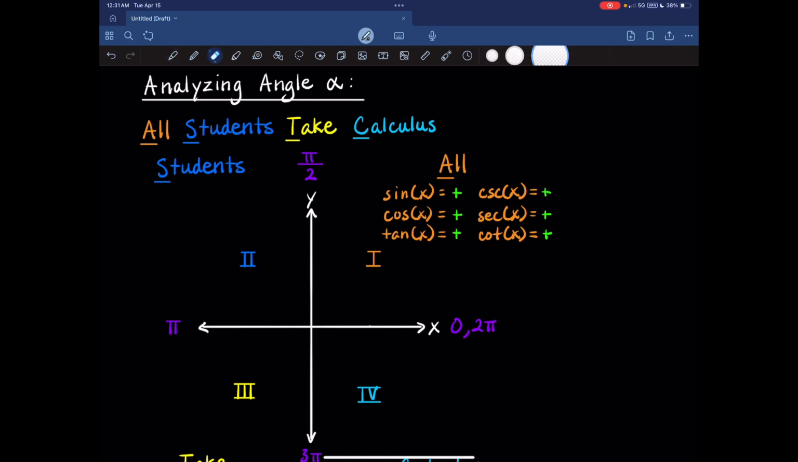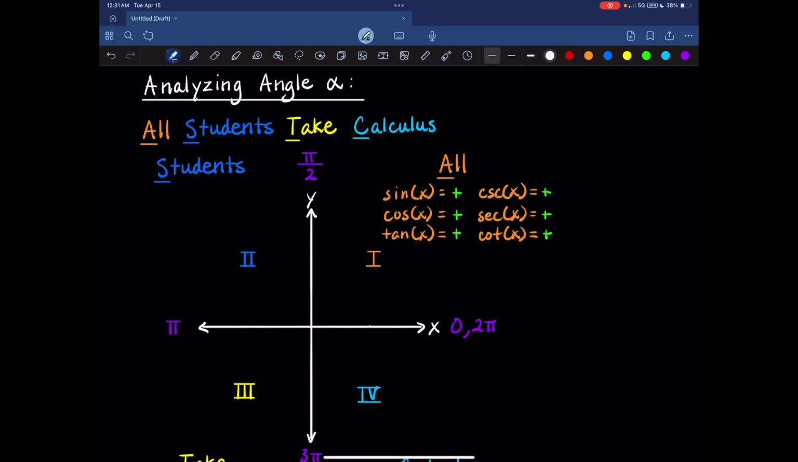Next, in quadrant 2, we have the word Students with the first letter S, which stands for sine. This means that only the sine function is positive in quadrant 2. This also means that the cosine function is negative, and since the tangent is equal to the sine divided by cosine, we have a positive divided by a negative, meaning tangent is also negative.